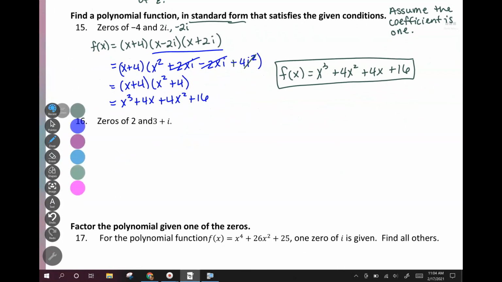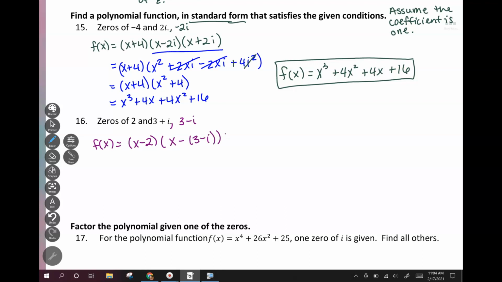Okay, same thing on number 16. So I've got zeros of 2 and 3 plus i. Well, if 3 plus i is a zero, then 3 minus i must also be a zero, because those conjugates come in pairs. So I've got x minus 2, x minus (3 plus i). I'm putting that in parentheses so that we remember to distribute the negative. And then x minus (3 minus i).